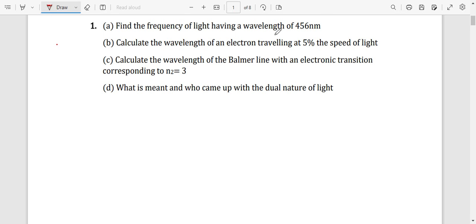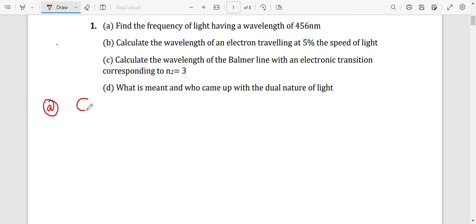The frequency of light having a wavelength of 456 nanometers. What equation do you think we are going to use to be able to calculate the frequency of light having this wavelength? Anything that you know? Are you able to follow? Any equation that you know we can use? I'm trying to remember the equations. How long will it take for you to remember?